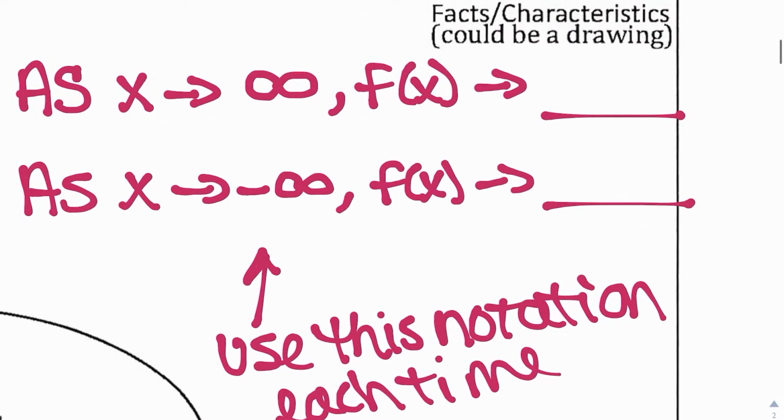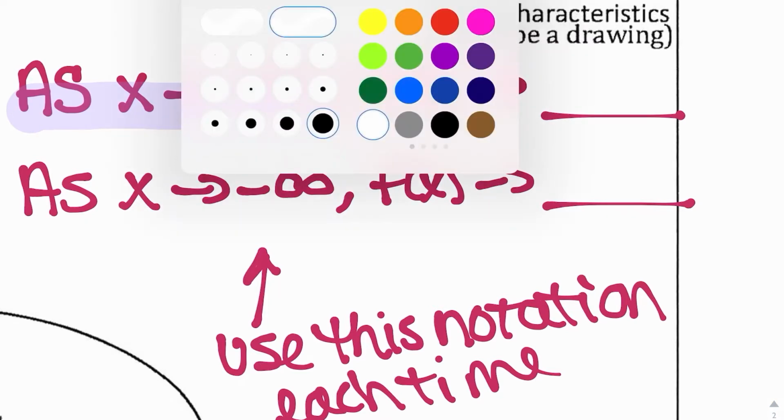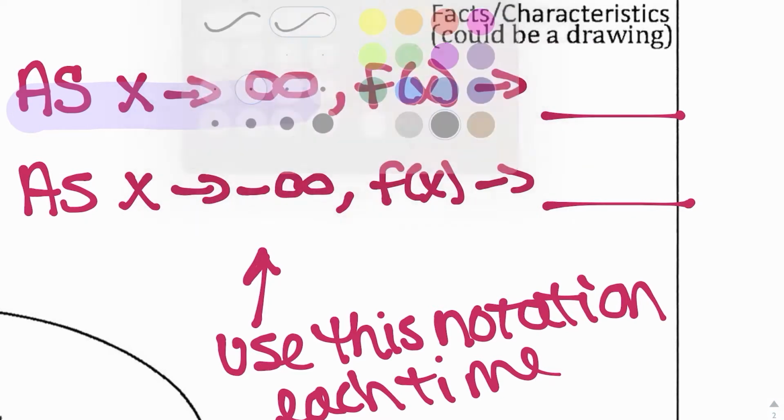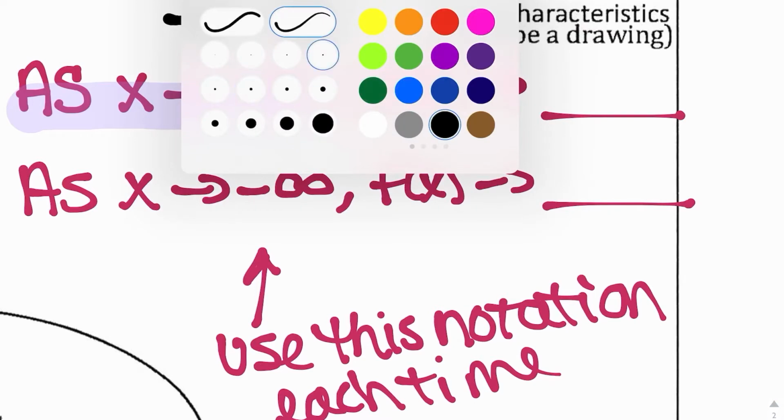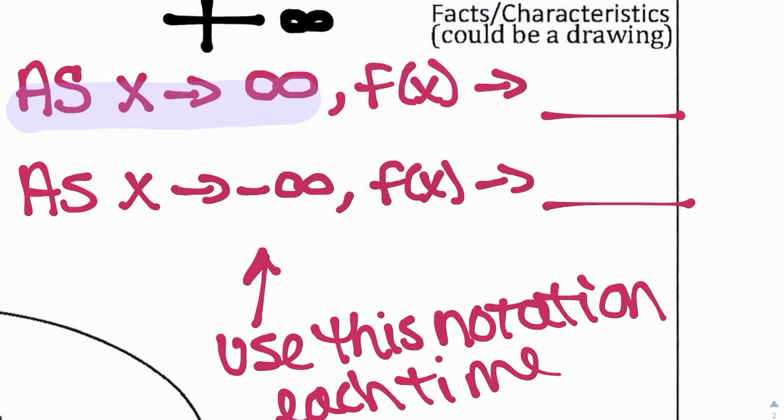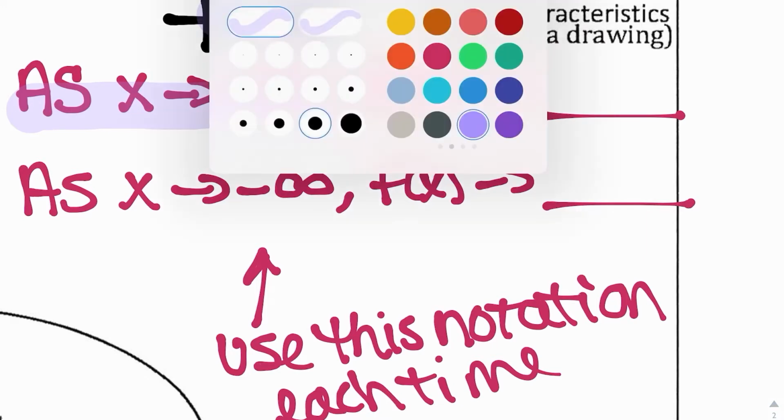On the right-hand side in facts and characteristics, these are two examples of how you're going to write the end behavior. The beginning will always be the same and you'll have two versions. The first will be as x approaches positive infinity. If we're thinking about a graph, on the x-axis, as x approaches positive infinity will be everything to the right of that graph. So everything here is as x approaches positive infinity.